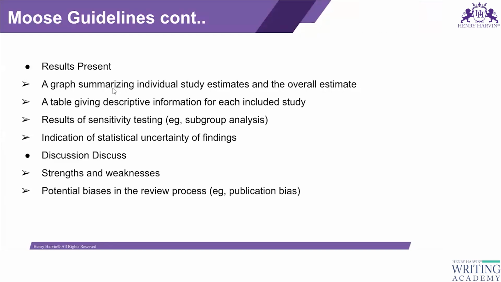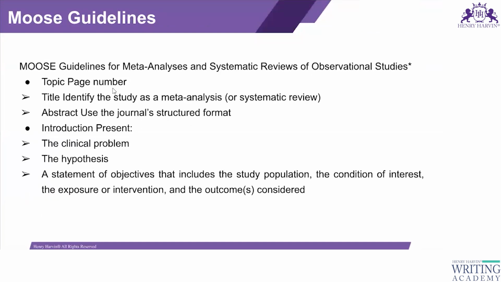Then the discussion section: what are the strengths and weaknesses of the study, and what potential biases are there in the review process. If there is any bias, it should also be discussed. So this is how, following the MOOSE guidelines, a meta-analysis or systematic review of observational studies can be written. Okay, understood? Is it clear?